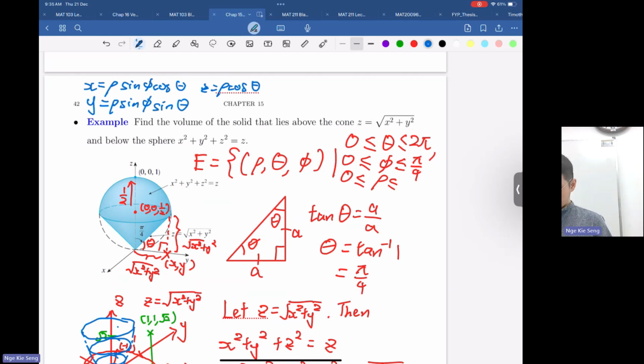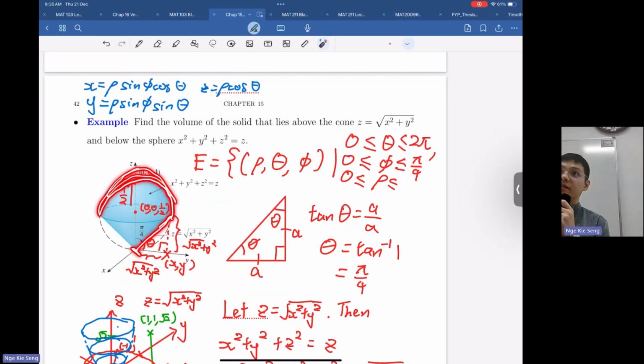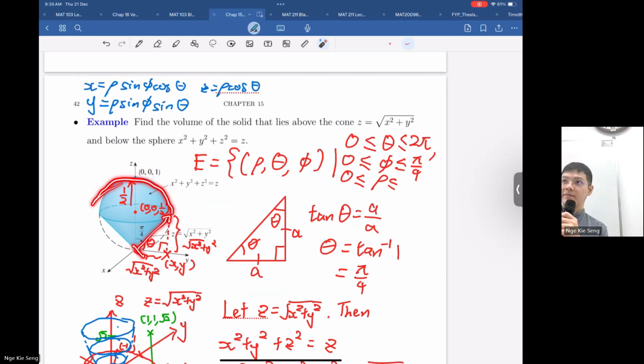So how do you get this? First of all, the rho here is bounded below by 0, and bounded above by this sphere here. So rho goes from 0 all the way up to the sphere.